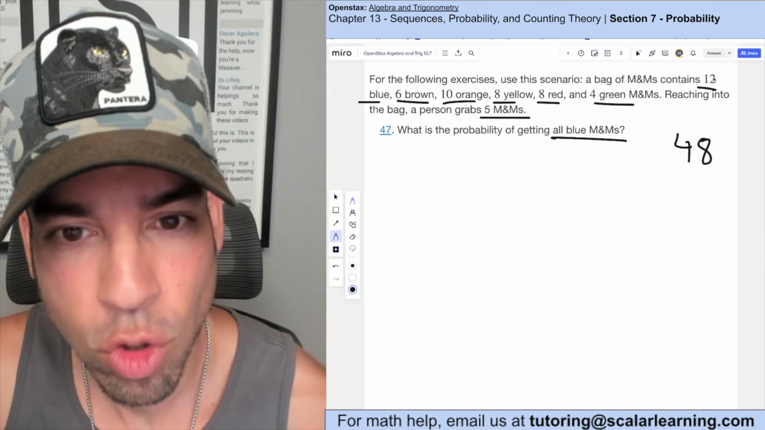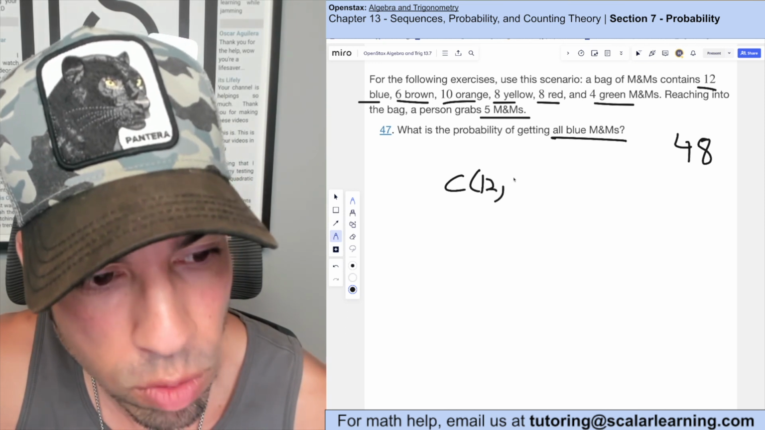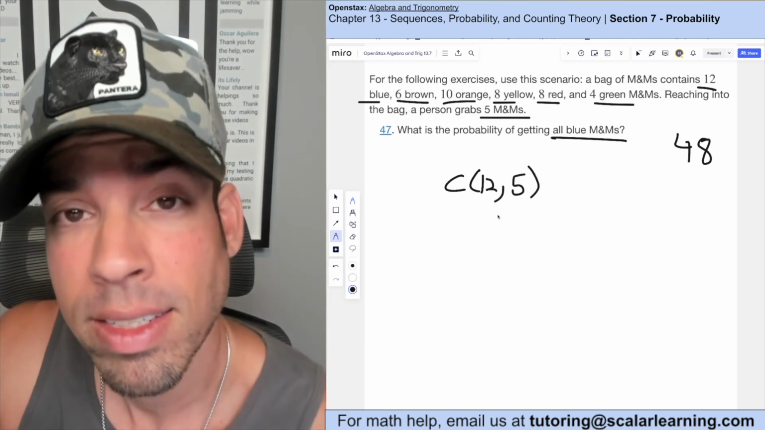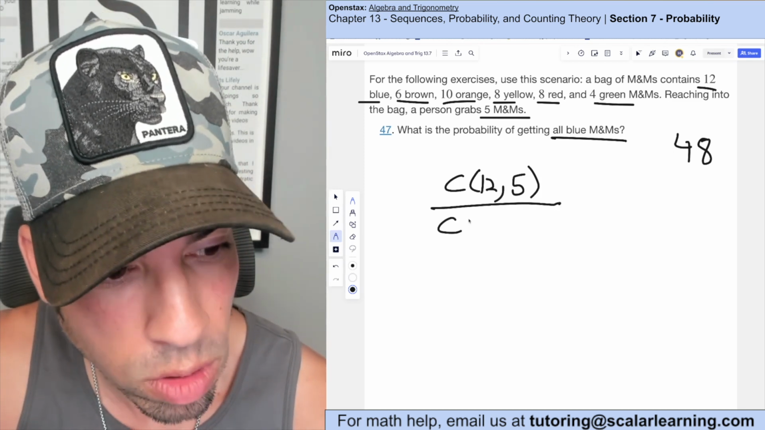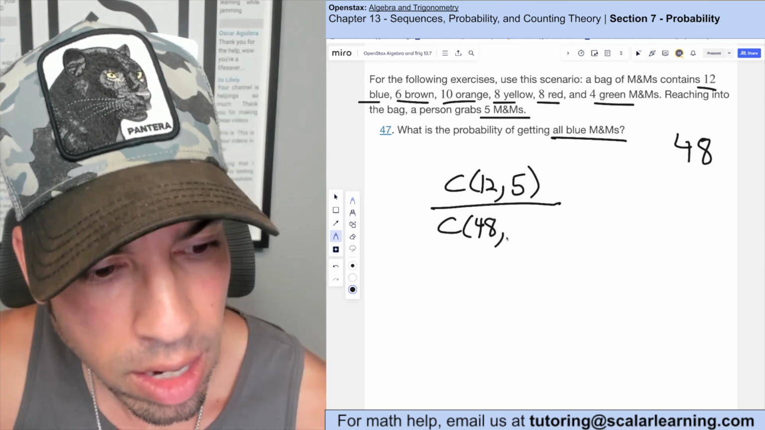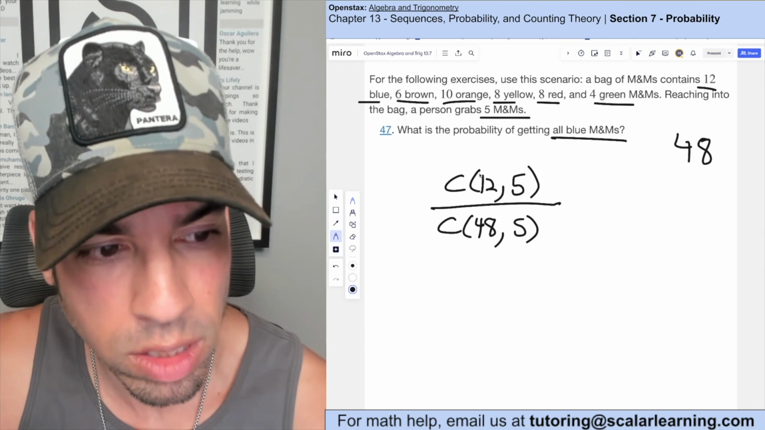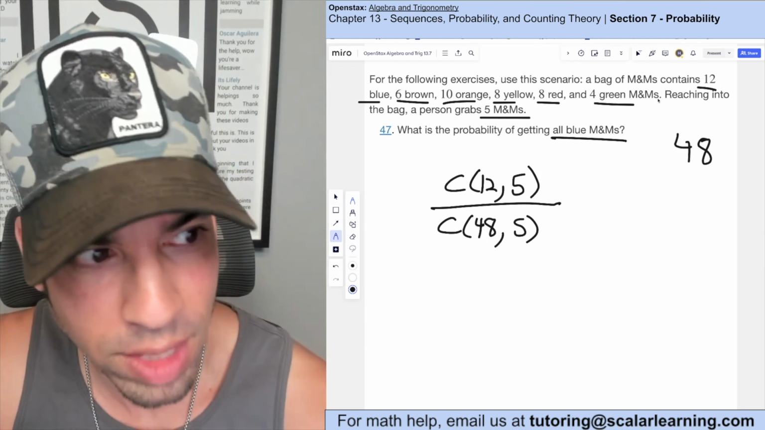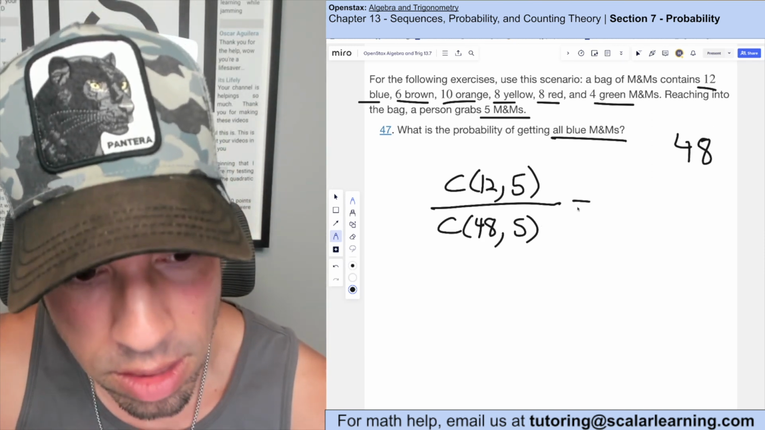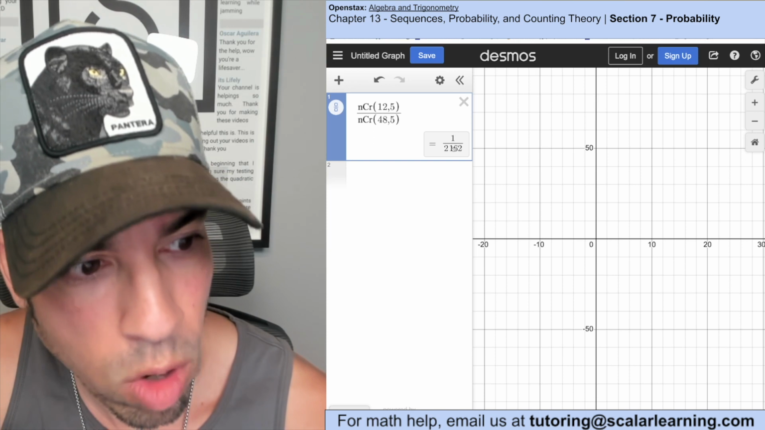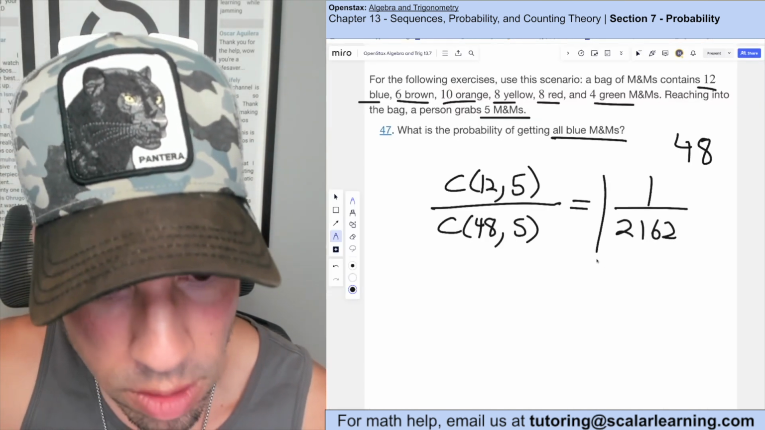So what we're doing is we have 12 blue M&Ms, right? So we're going to do a total of 12 blue, and we're choosing 5. And to get the probability out of this entire thing, we've got a total of 48, and we're choosing 5 here. So we're choosing 5 out of this total 48, and we want to see what is the likelihood of choosing one of these 12 blue M&Ms. Again, choosing 5 M&Ms. So if we evaluate this in Desmos, we'll get our answer. So here we get 1 over 2162. So the odds are 1 out of 2,162. That's how you do it.